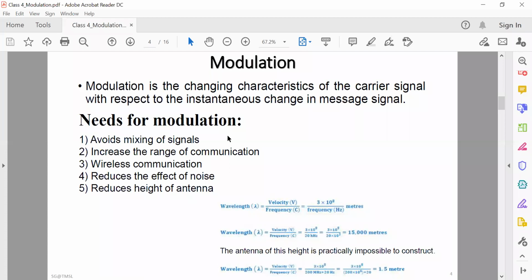The third point is for wireless communication purposes. In radio communication, the signal is radiated directly into space. The baseband signals, in the range of 20 hertz to 20 kilohertz, cannot be radiated directly into space because of their poor signal strength. However, by using a modulation technique, any modulation technique, the frequency of the baseband signal is shifted from lower frequency to higher frequency, and therefore after modulation the signal can be directly radiated into space.